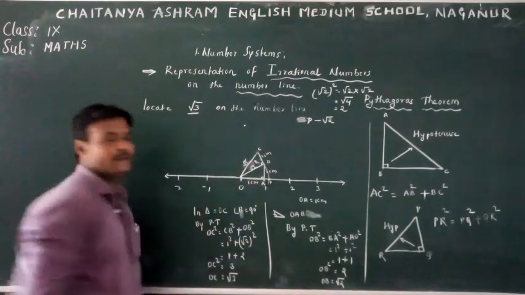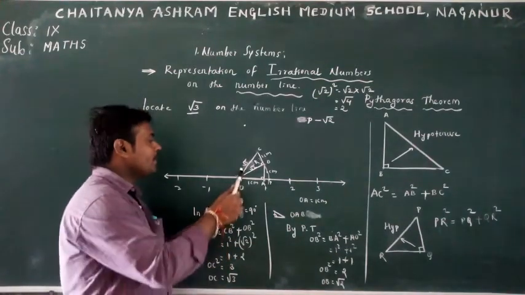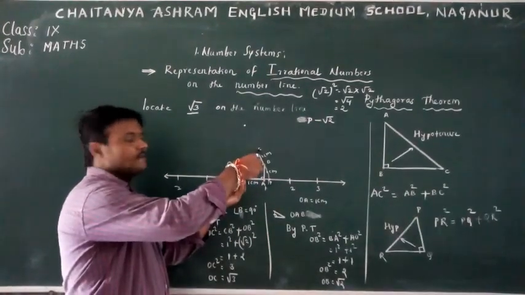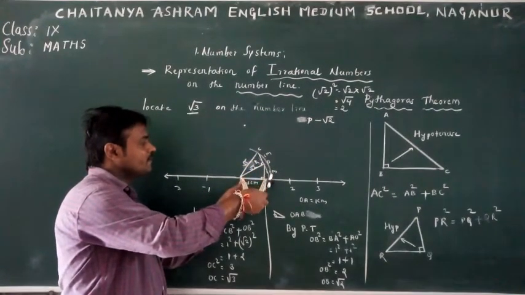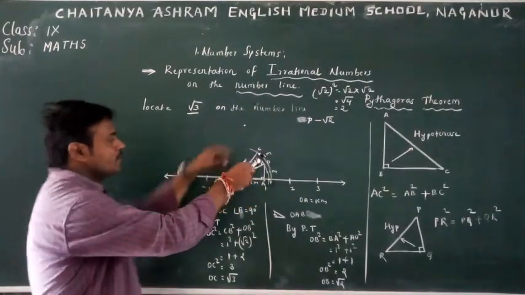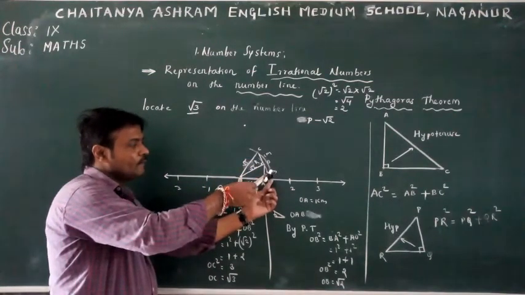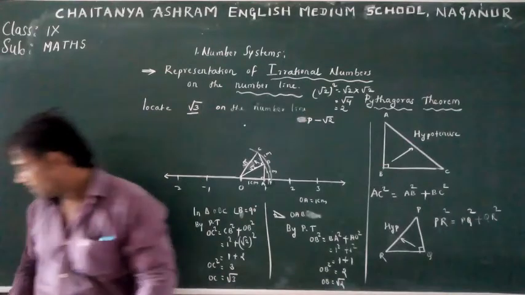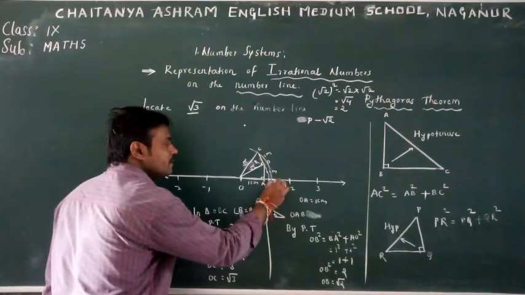Again, take a compass. With the help of the compass, with O as center and OC as radius, draw an arc that should intersect the number line. So this length is equal to this length. OC is the same as O to this point. Clear? This point shows root 3 on the number line. Say this point is Q.